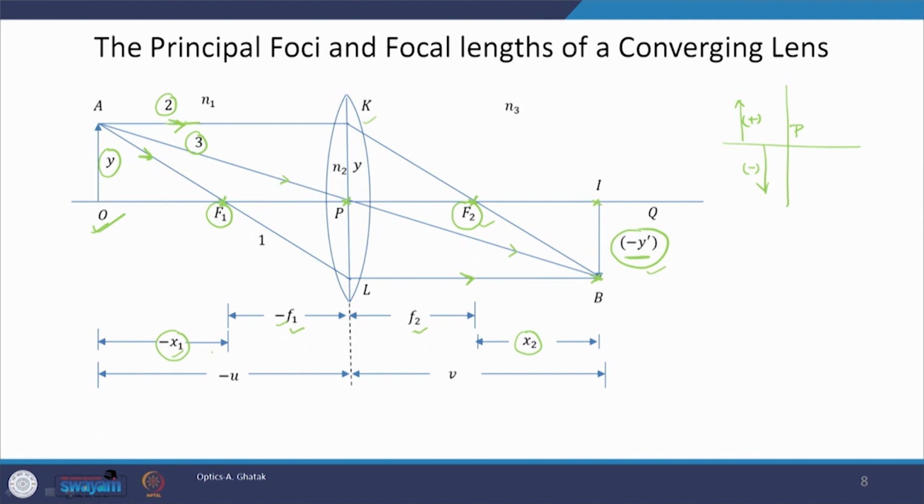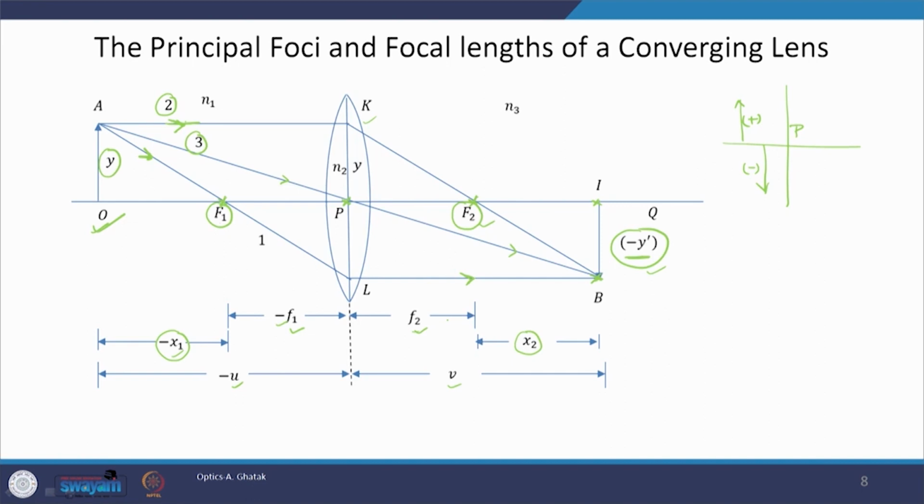The distance of the object from the lens is u, and since it is on the left hand side it is minus u, and the distance of the image from the lens is v. Now, I repeat, f1 and f2 are the first and second focal lengths, f1 and f2 are principal foci, and x1 and x2 are the distances of the object and image from the first focal point and second focal point respectively.